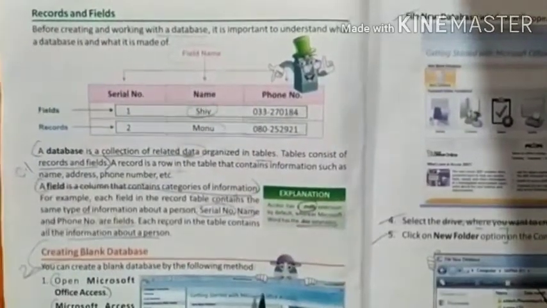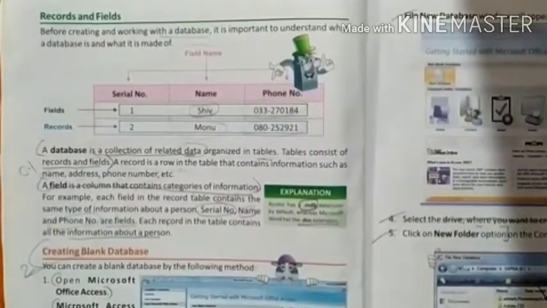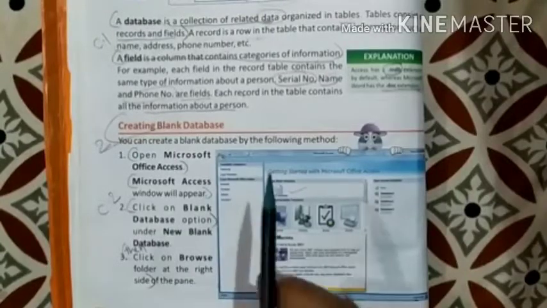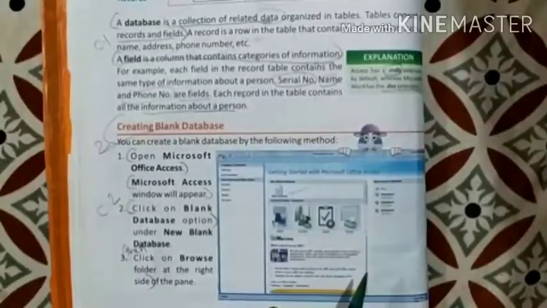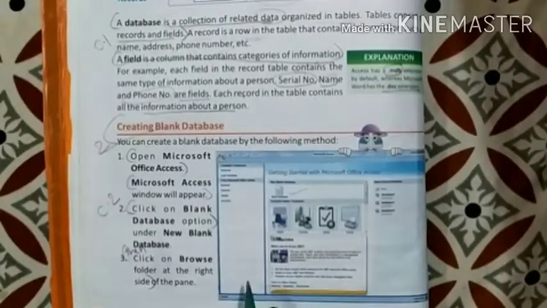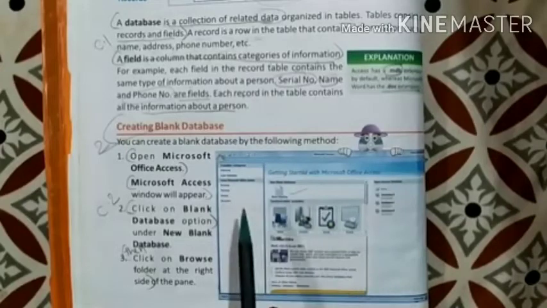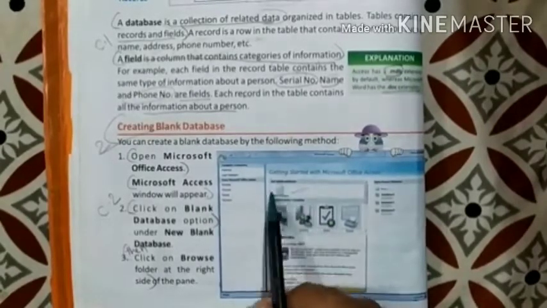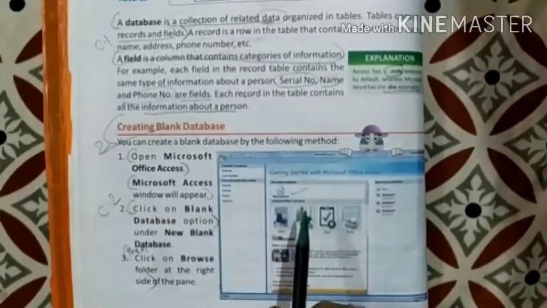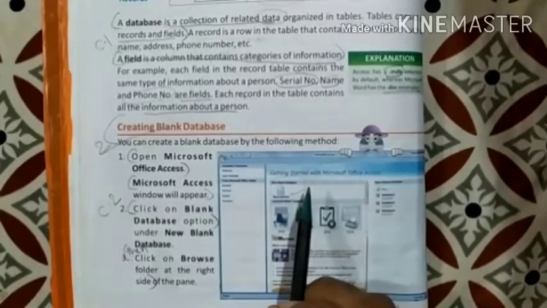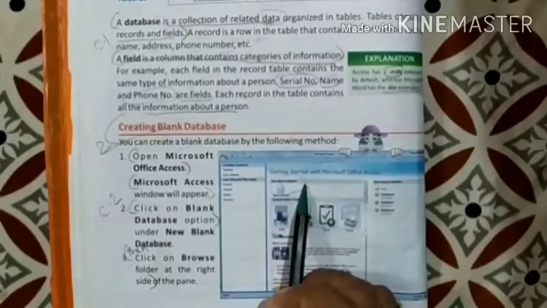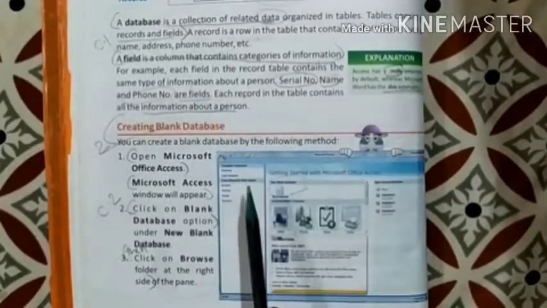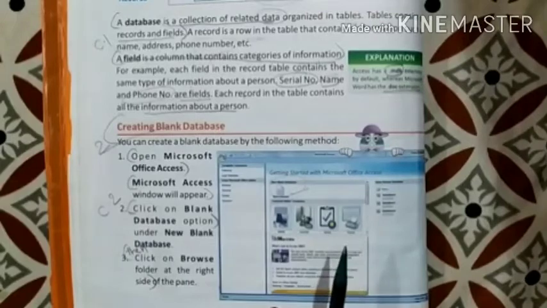Now we can create a blank database by the following method. First of all, open Microsoft Office Access. You can see this window; the Microsoft Access window will appear. Click on the blank database option, with new database, blank database. Now click on the browse folder icon at the right side of the pane.